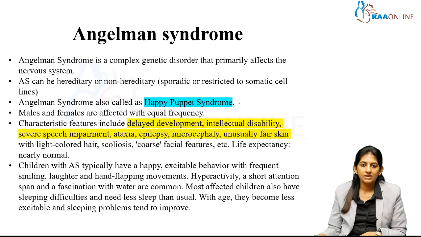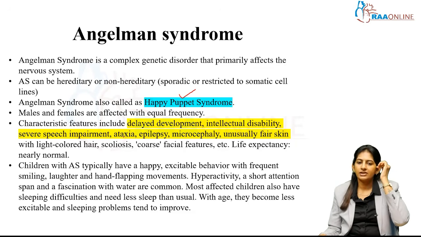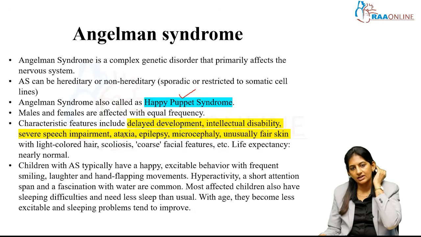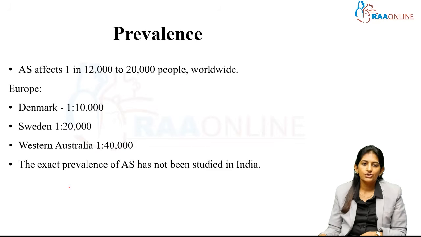So coming to Angelman syndrome. Angelman syndrome, we know that they are called happy puppets. Similar to Prader Willi, these children also have delayed development. There is a global developmental delay, intellectual disability will be present, speech delay will be present, but they are very, very happy, excitable children. So frequent smiling, laughter, hand flapping movements will be present in these children. They are very, very hyperactive. And similar to Prader Willi, they can also have unusual fair skin, light hair, and some bone abnormalities like scoliosis can be present in these children.